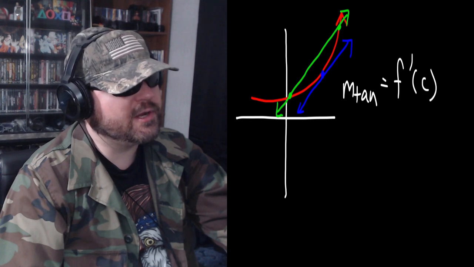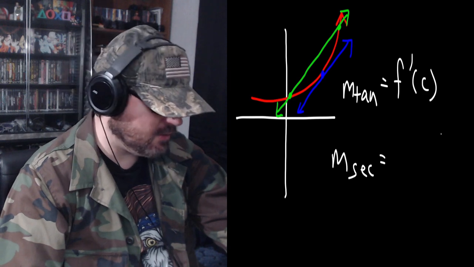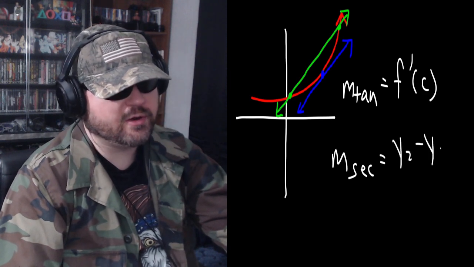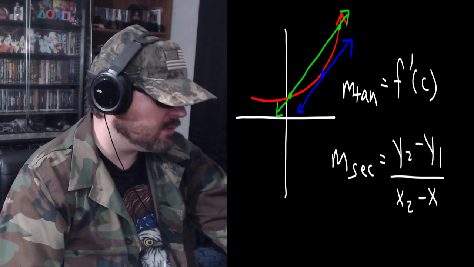So the slope of a tangent line is equal to the derivative of a function at some value. To calculate the slope of a secant line, you've probably done this before in algebra, use this expression. It's rise over run, that would be y2 minus y1 over x2 minus x1.